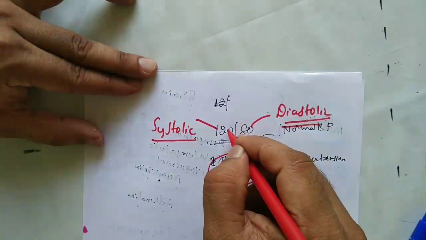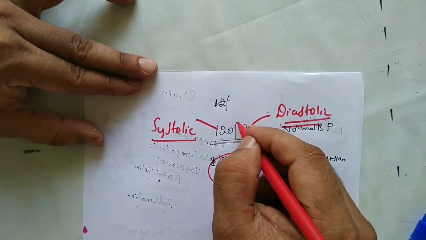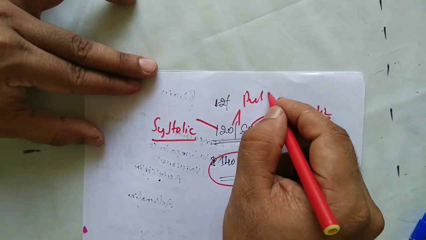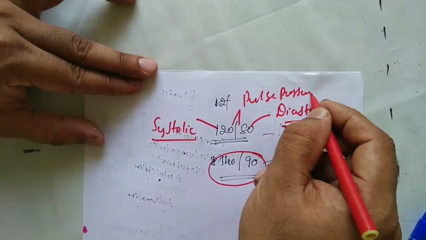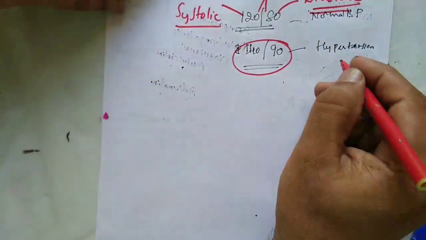Clear? And whatever the gap between 120 and 80 is called pulse pressure. Clear? Yes. That was hypertension. See here now. What happens?